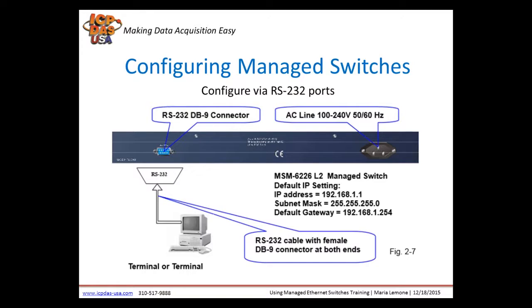You can configure the managed switch via its RS-232 port. To perform the configuration through the RS-232 console port, the switch's serial port must be directly connected to a DCE device, for example, a PC, through an RS-232 cable with the DB9 connector. You run a terminal emulator on your PC with the default setting of the switch's serial port. Then you can communicate with the switch.